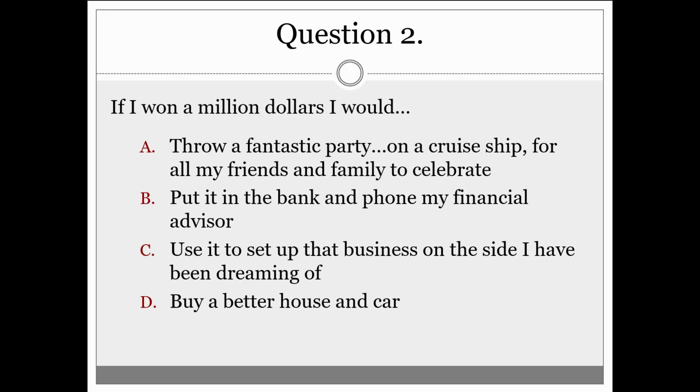We'll go to question 2. If I won $1 million, I would A, throw a fantastic party on a cruise ship for all my friends and family to celebrate. B, put it in the bank and phone my financial advisor. C, use it to set up a dream business, a business I've been dreaming of on the side. D, buy a better house or car. Which one best describes you? Write that letter down next to number 2 on your sheet of paper.